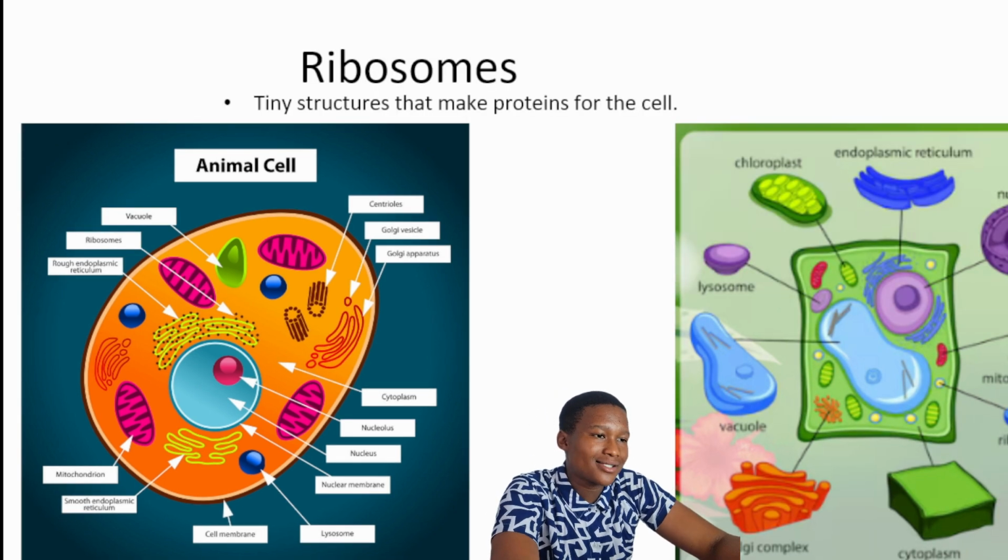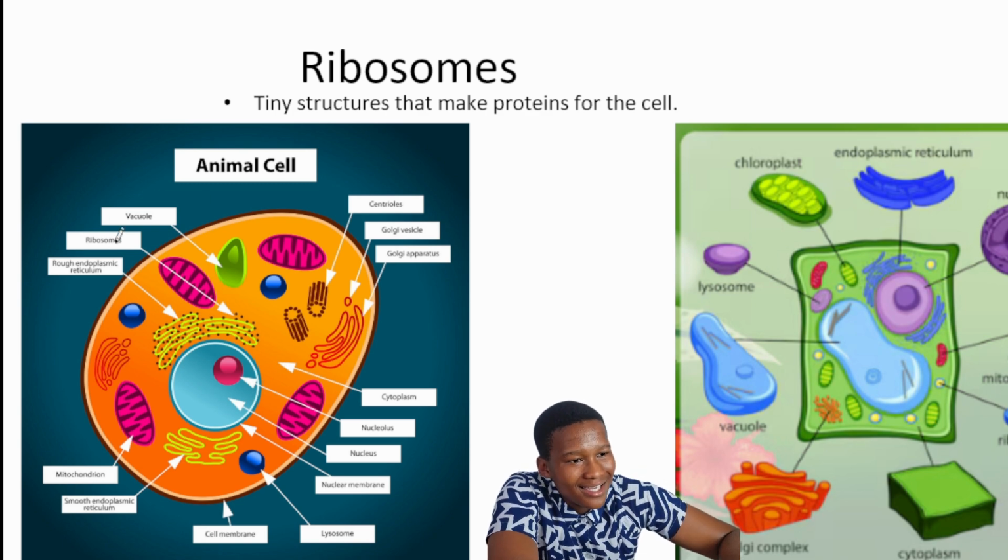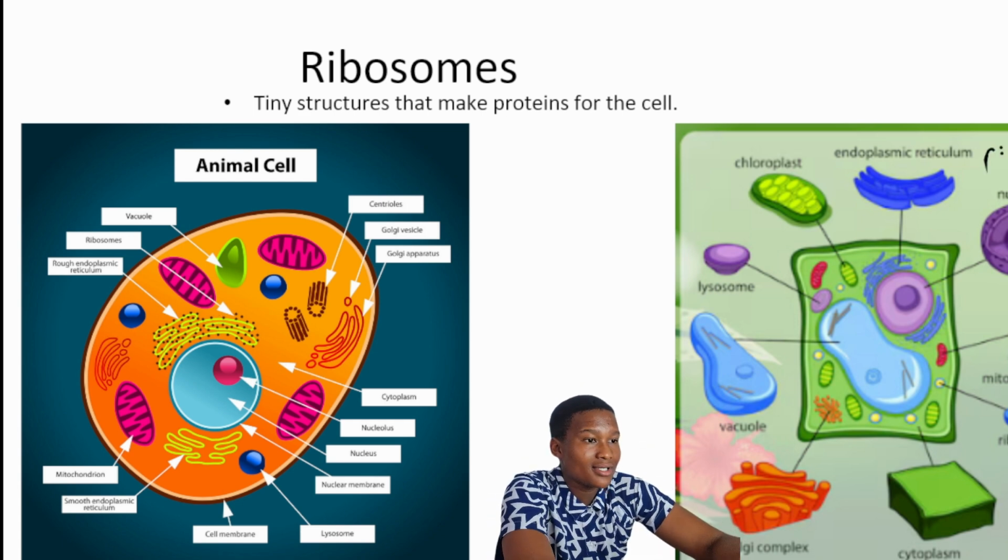The ribosomes are tiny structures that make protein for the cell. So this one creates protein, the ribosomes. You see, here's a black dot. The ribosomes are found in the rough endoplasmic reticulum. The definition is straightforward: ribosomes make protein for the cell.